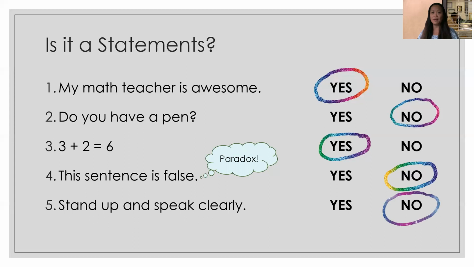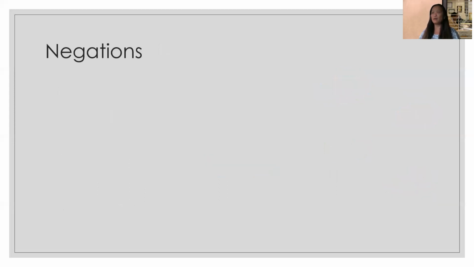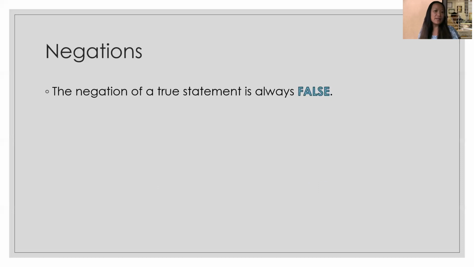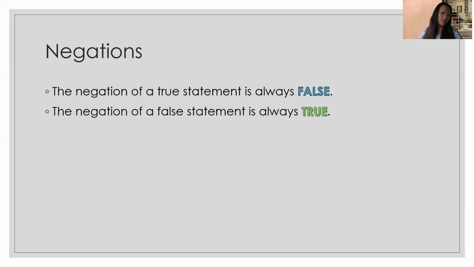And that's important because we are talking about arguments in a little bit, and that is built upon statements. Okay, negations of a statement. The negation of a true statement is always false. It has the opposite truth value, right? Remember, a statement can only be true or false. So the negation of a true statement is false, and the negation of a false statement is true.